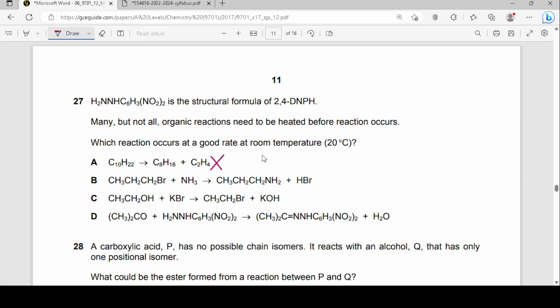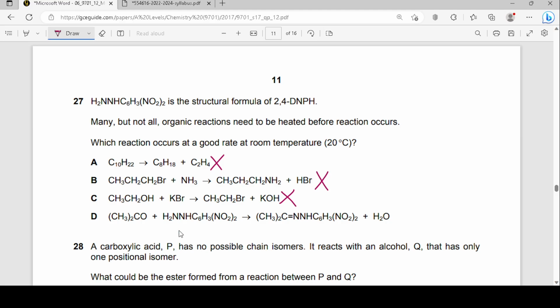So catalytic cracking or thermal cracking, in fact both of them require high temperature. The difference is just that catalytic cracking requires a catalyst as well, while thermal cracking would be high temperature, high pressure. Catalytic cracking is high temperature and catalyst. But anyways, the point is that both of them require a high temperature. So cracking requires a high temperature. The next one is CH3CH2CH2Br plus NH3, and again, that requires a high temperature, heated. And then this one, CH3CH2OH plus KBr, again that requires heat and reflux. So I would say that's wrong as well.